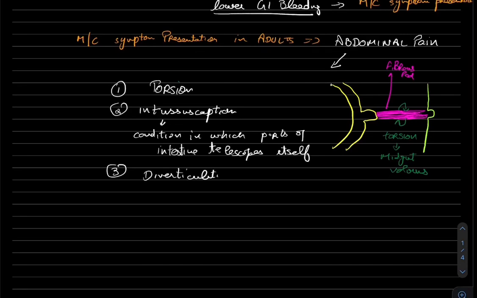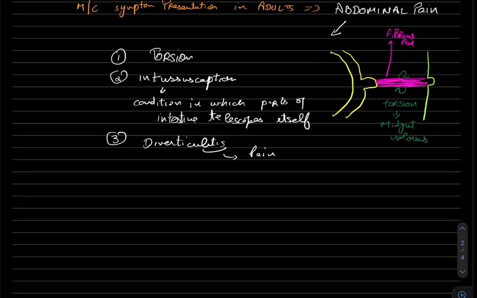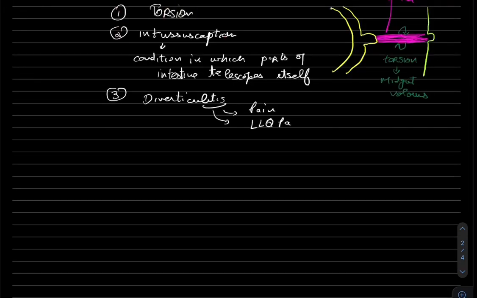And number 3, diverticulitis. Okay, it is the inflammation due to which there will be pain. And the next features are lower quadrant pain, fever, and leukocytosis. Okay.